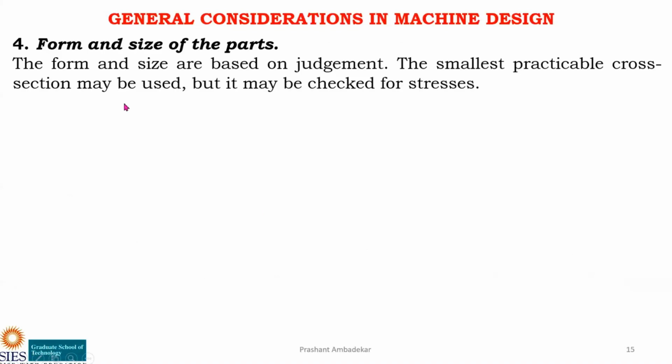Then form and size of the part. The form and size are based on judgment. The smallest practical cross section may be used, but it may be checked for stresses. See, what does this point say? This point says that the smallest practicable cross section may be used. For example, if you are using a bolt of diameter 10 mm, that is M10, it is quite possible that if you use a bolt of diameter 8 mm, then also it may not fail in stress.